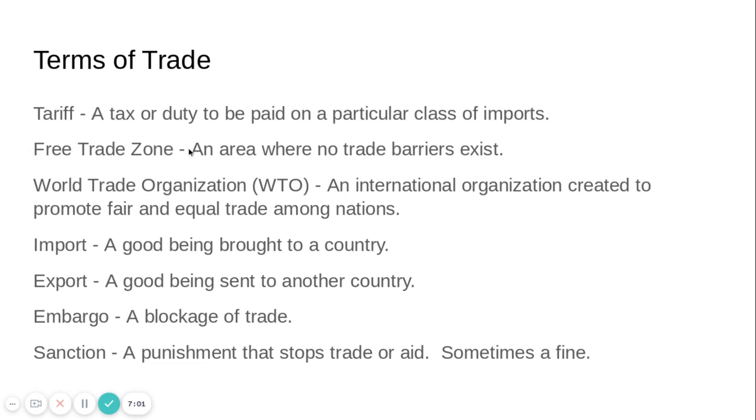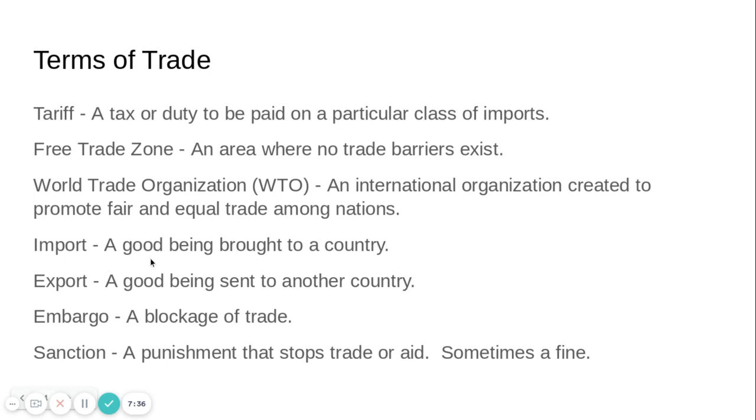A free trade zone is an area where there are no trade barriers, so you can't have tariffs in between. There's currently a free trade zone between Mexico, Canada, and the United States. That's called NAFTA. There's a free trade zone in Europe. The EU is a free trade zone, right? There's free trade zones in a lot of different places. The World Trade Organization is an international organization that was created to promote fair and equal trade amongst nations. They do have the power to punish people who don't follow the rules. They have a court system. They do all sorts of different things.